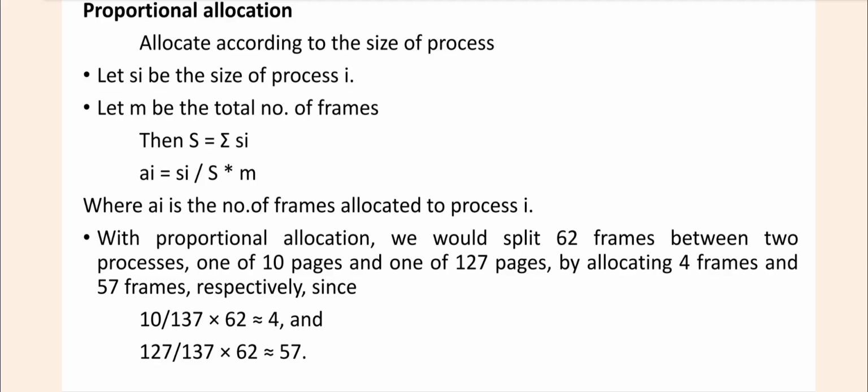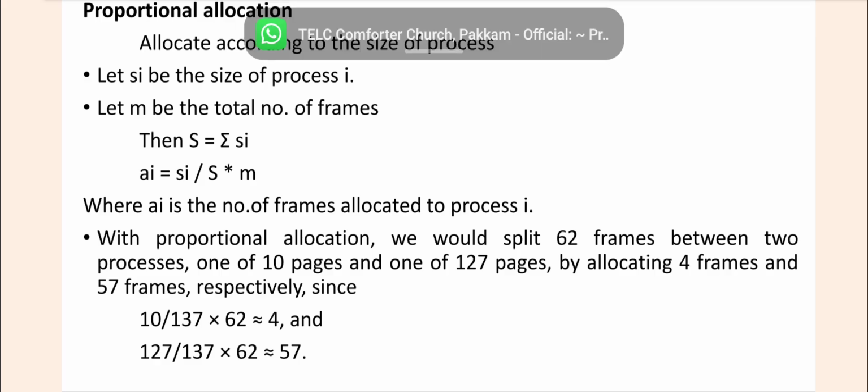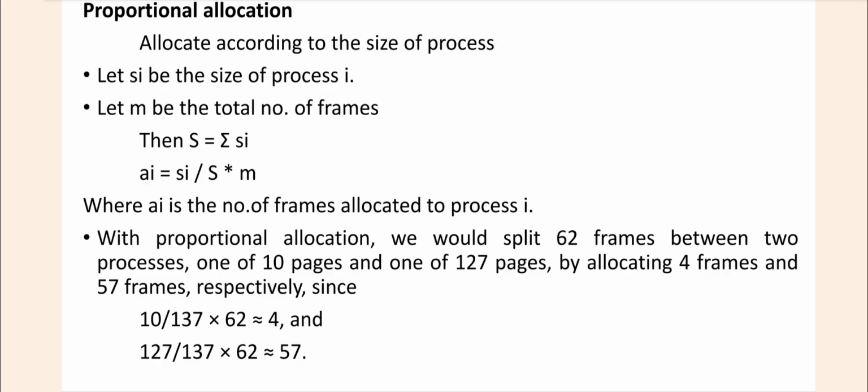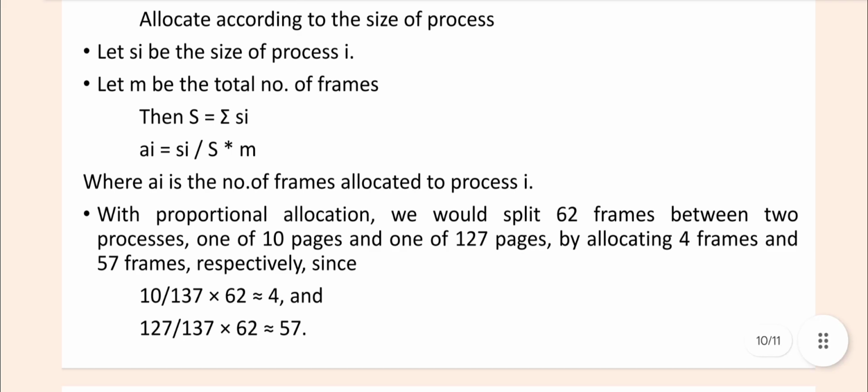We will see one example. We split 62 frames between two processes, one of 10 pages and one of 127 pages, by allocating 4 frames and 57 frames respectively. How to allocate the frames using proportional allocation? 10 divided by 137. 10 is the size of the process, and 137 is the total memory requirement, into the total number of frames. What is the total number of frames? 62. So 4 frames are allocated to process P1 and 57 frames are allocated to process P2.